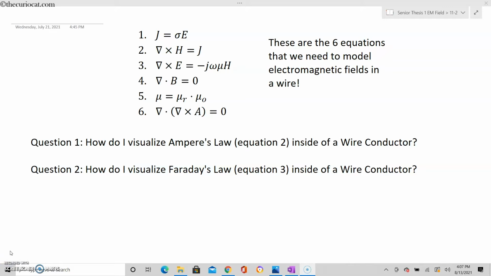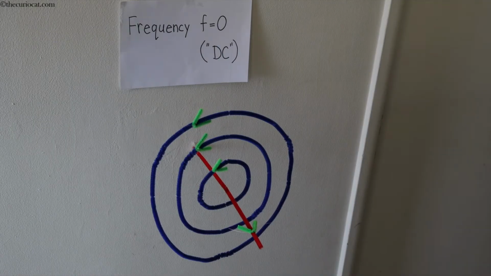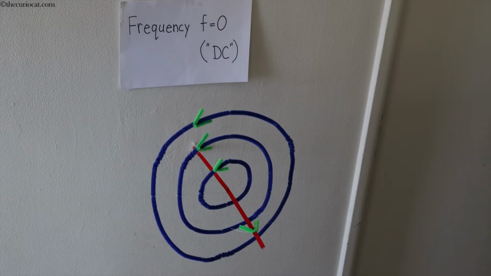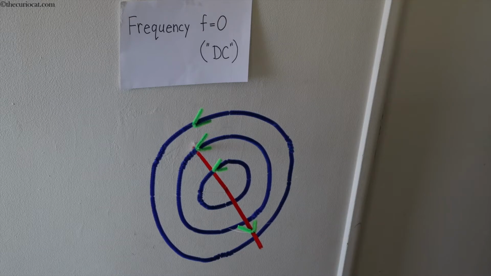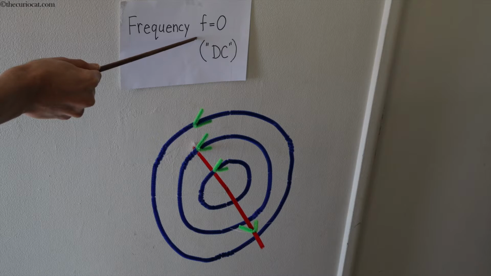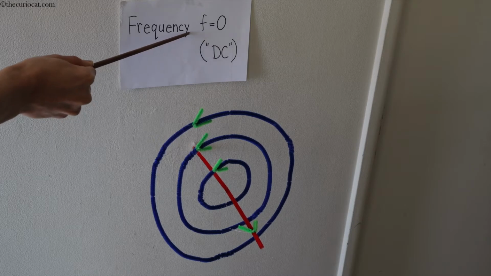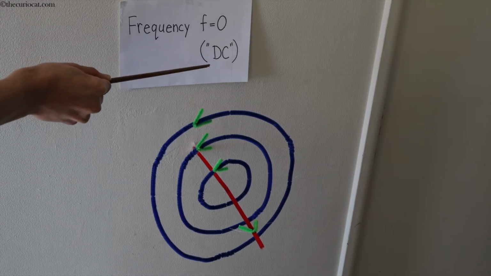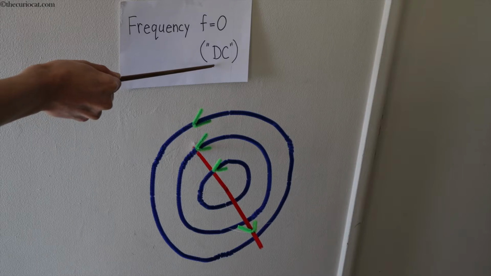To answer these questions, I have created a diorama of the electromagnetic fields inside of a wire conductor, and I will show you this diorama now. This model shows the electromagnetic fields inside of a wire conductor. This model assumes that the electric current in the wire has a frequency of 0 Hz. An electric current with a frequency of 0 Hz is also called a direct current, or DC.